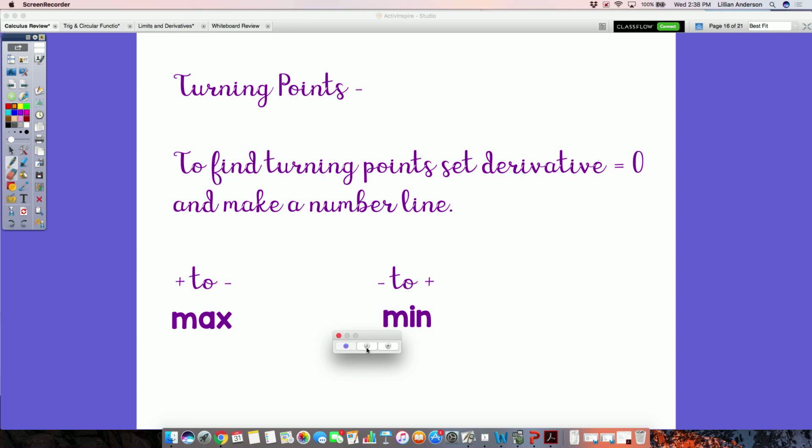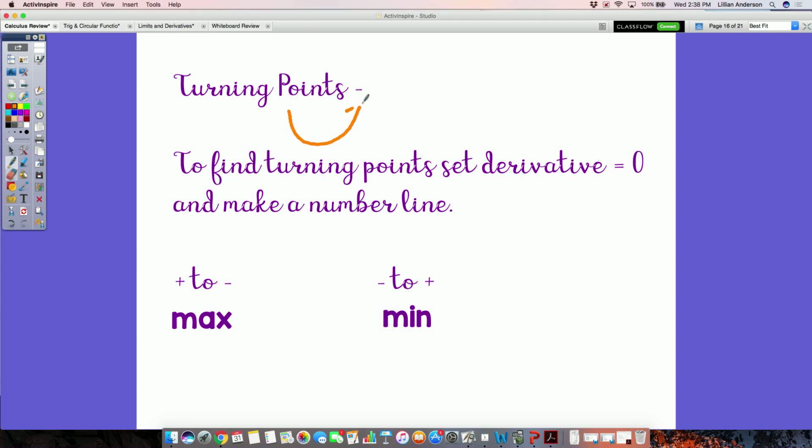All right, turning points. Turning points are basically your maxes and your mins. To find your turning points, you set the derivative equal to 0 and you make a number line. You guys remember doing that? With the test points, if it went from positive to negative, you had a max, and negative to positive, you had a min. So again, turning points are your mins and maxes. Set the derivative equal to 0 to find exactly what the x coordinate is of those mins and maxes. And the number line was to help you determine what type they were.